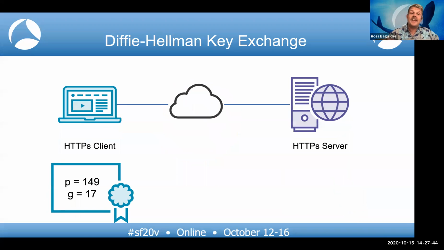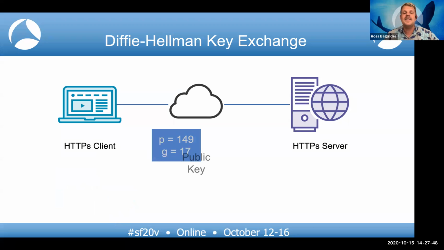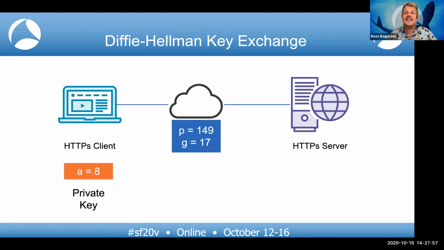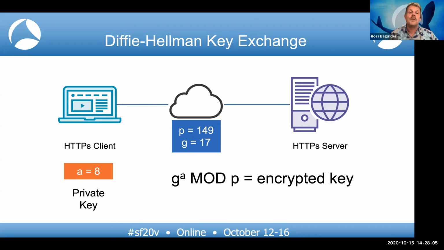If we're using Diffie-Hellman for the key exchange, the client then is going to take the P and the G value and realize that that is the public key information. The client is going to have a private key selected that's going to sit in memory. And that private key then we're going to take and run it through a formula. And the formula is this.